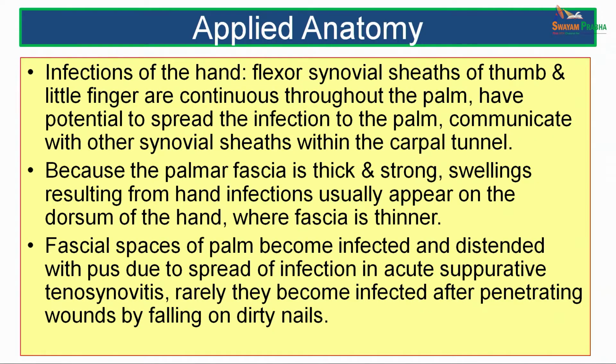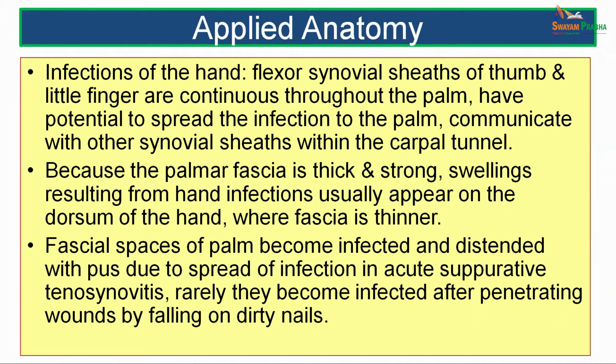Let us now go on to the applied anatomy aspects. Infections of the hand. The flexor synovial sheaths of the thumb and the little finger are continuous through the palm. They have the potential to spread the infection to the palm and communicate with other synovial sheaths within the carpal tunnel. Because the palmar fascia is thick and strong, the swellings resulting from hand infections usually appear on the dorsum of the hand, where the fascia is much thinner.